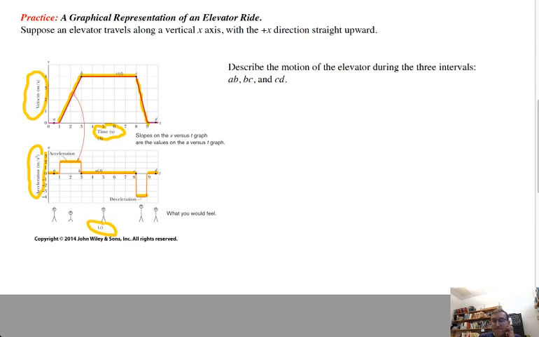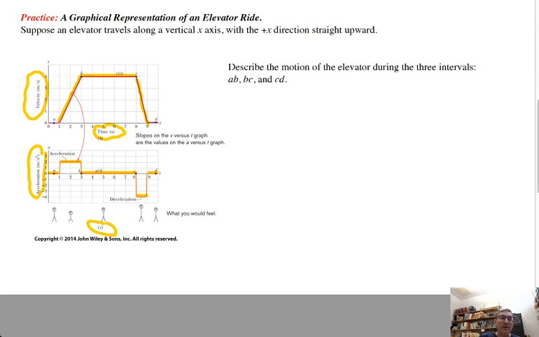Okay? Now, note in the speeding up phase, from t equals 1 second to t equals 3 seconds, the velocity is positive and the acceleration is positive. And as per our rule on the previous slide, if the velocity and acceleration have the same sign, the particle is speeding up. So in this first phase, the particle, the elevator, is speeding up.